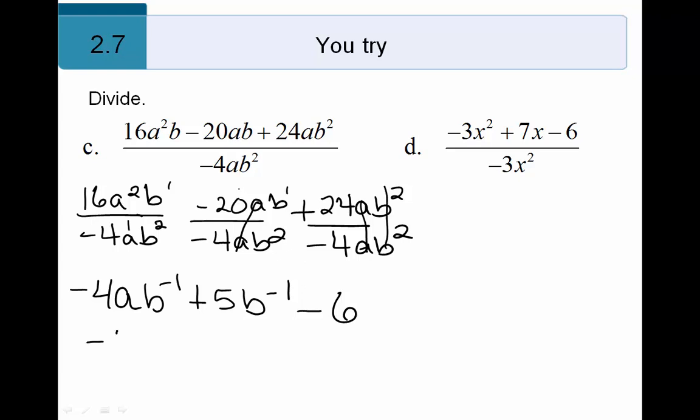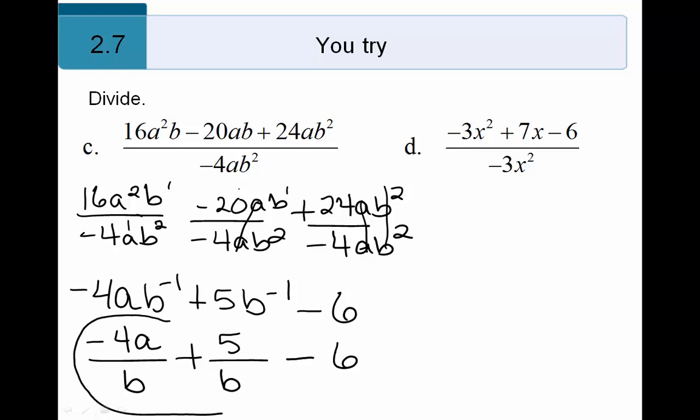So we have negative 4a. The b is being forced to the denominator to make the exponent positive, plus, notice here the 5 can remain on the numerator. The b is being forced down to make the exponent positive, and then just minus 6.